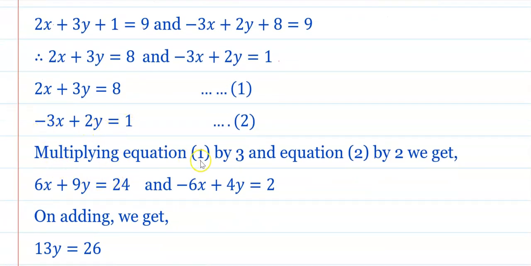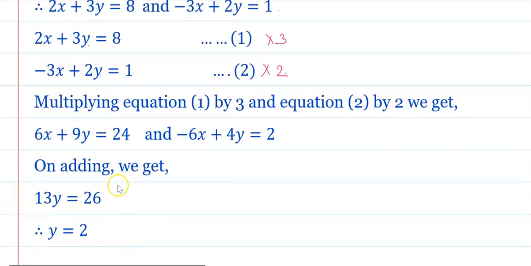Multiply equation number 1 by 3 and equation number 2 by 2. Then what are you getting? It is 6x, and minus 6x; these will get cancelled. This will become 9y and 4y. 4y plus 9y, that is 13y. What about here? 3 into 8, 24. Plus 2, that is 26. Okay, you can solve here. 13y is equals to 26 and hence y is equals to 26 upon 13. That is y is equals to 2.